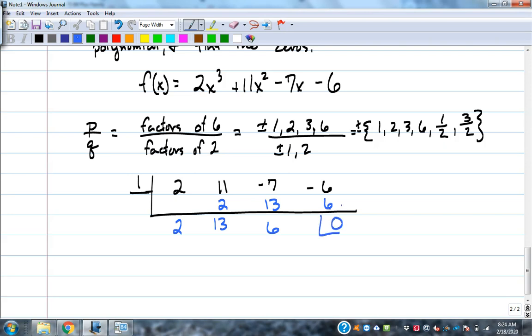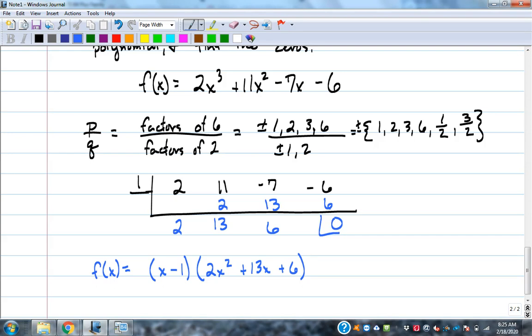No surprise, I get a 0 as a remainder. Okay, it's got to do that. All right. Now, what that does is it takes my polynomial, and instead of a cubic, I now have x minus 1 as a factor, and 2x squared plus 13x plus 6 as the other part of that. So I've got a linear factor, and then I've got this quadratic factor.